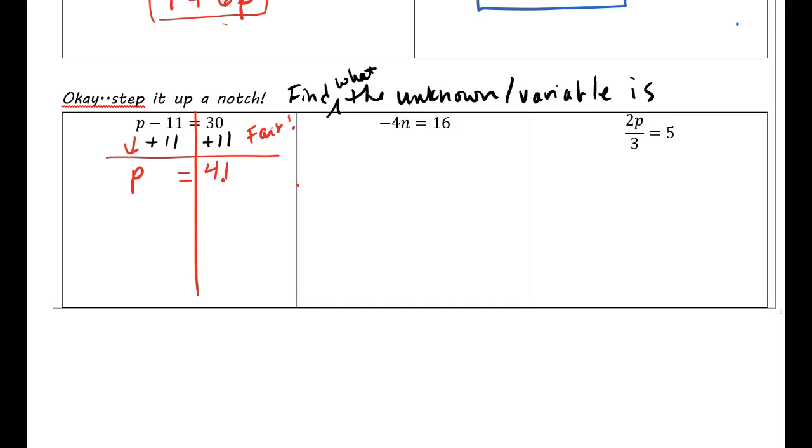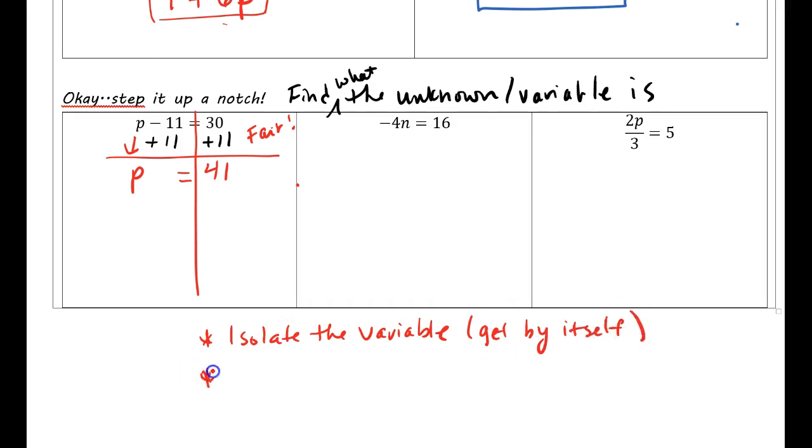So let's make a little note because of what we said here, okay? Our goal in this section is going to be to isolate the variable or the letter. And isolate just means, what does that mean, guys? It just means get it by itself. And the way that you can make that happen, if you want to use the same method that I'm doing, is draw a line through the equals and be fair to both sides of the equation.